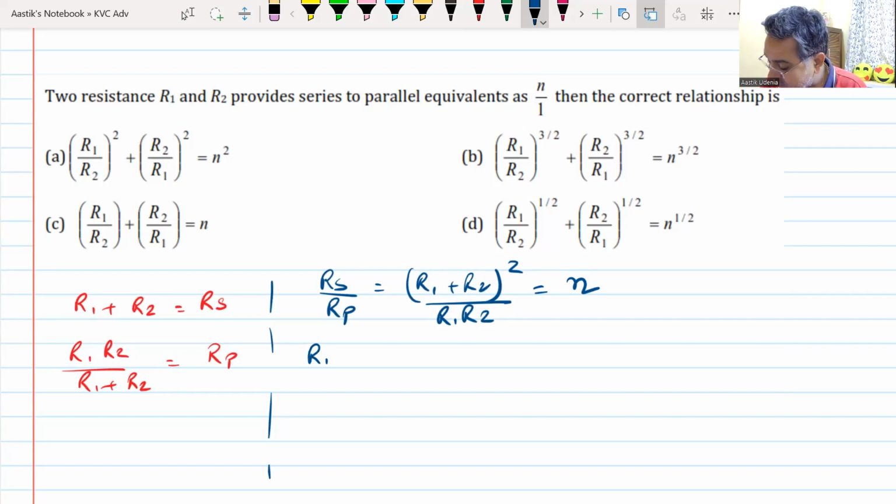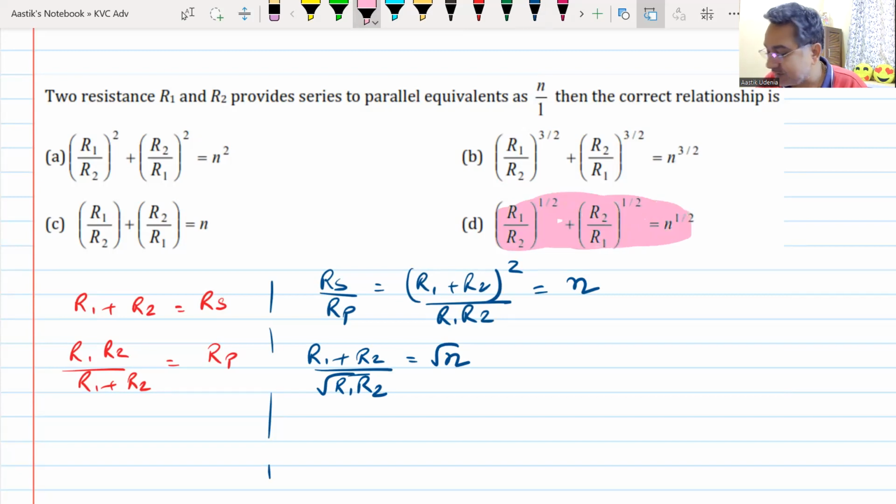From here, if I take the root, root R1 by R2 plus root R2 by R1 is equal to root over n. As soon as you see this, you end up with this result. Well done. If you have done this, that means you are improving with your calculations, and that is a good thing to note.